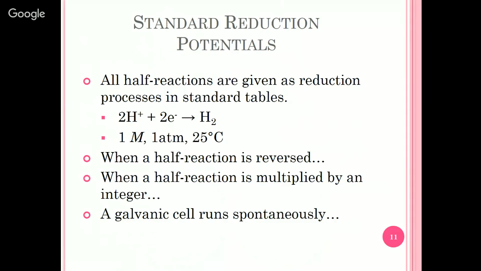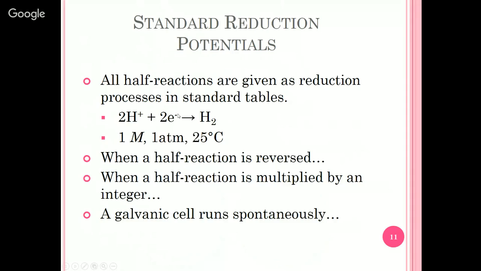So in your book, we have a table listed of your standard reduction potentials. Keep in mind there is an abbreviated table in the chapter and then a longer table in the appendix. All half reactions are given as reductions. At the top of the table, we have our strongest oxidizing agent. At the bottom of the table, we have our strongest reducing agent in terms of looking at the products.